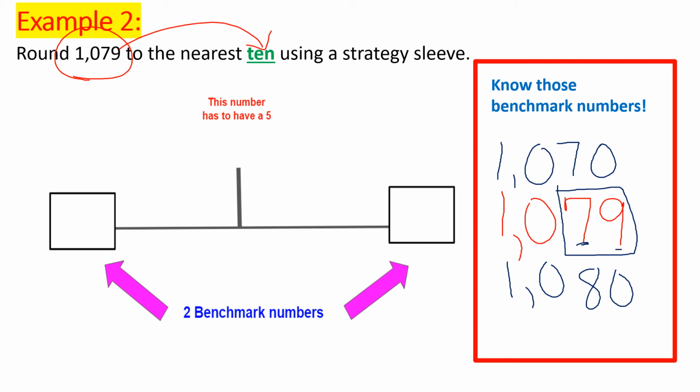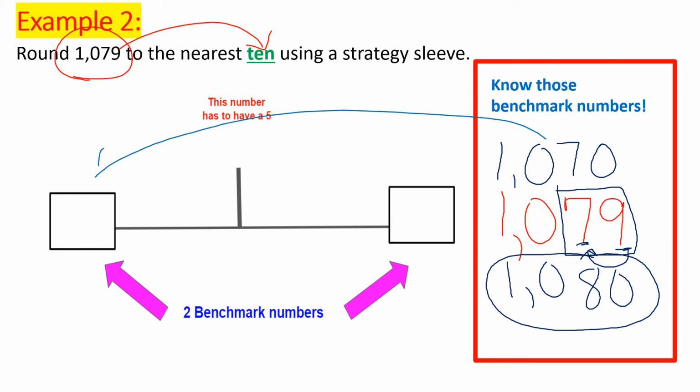Now, I see my 9 right here, and I know that if it's 5 or greater, it's going to bump me up. So I know that instead of 79, I am going to be closer to 80. So I'm going to be closer to 1,080. Let's look at it on our strategy sleeve. So right here, I'm going to put this 1,000, and I'm going to put the 70. And then here, 1,080. I'm putting that right there.